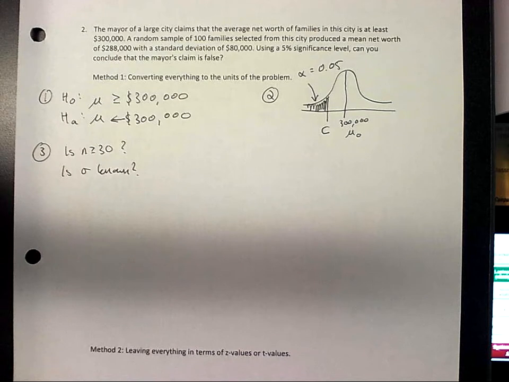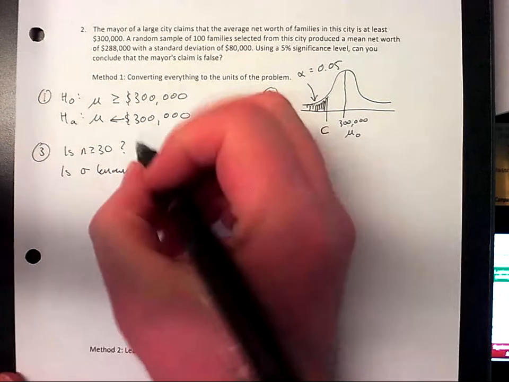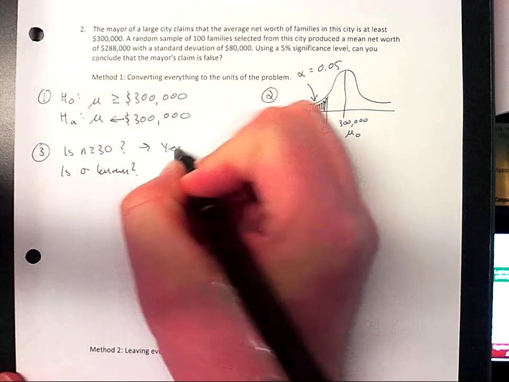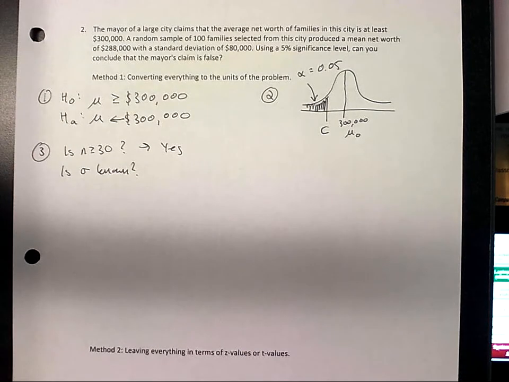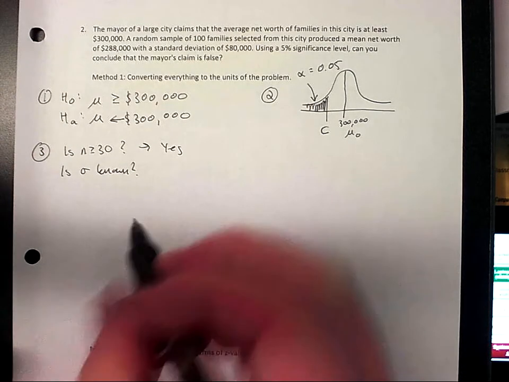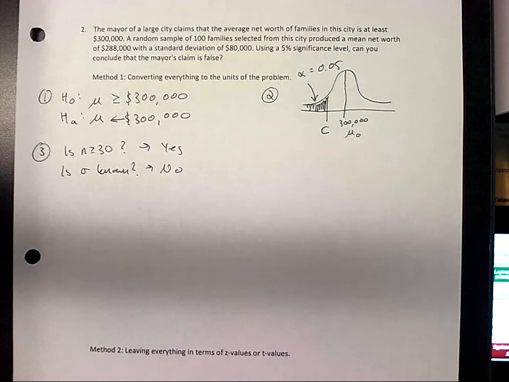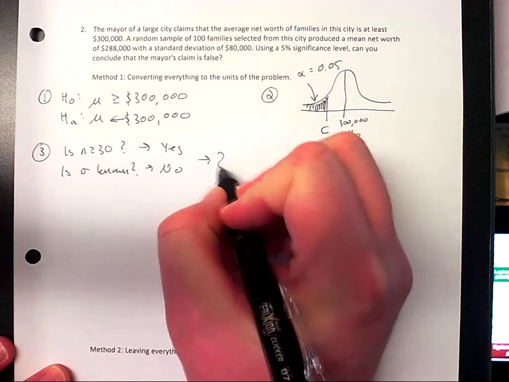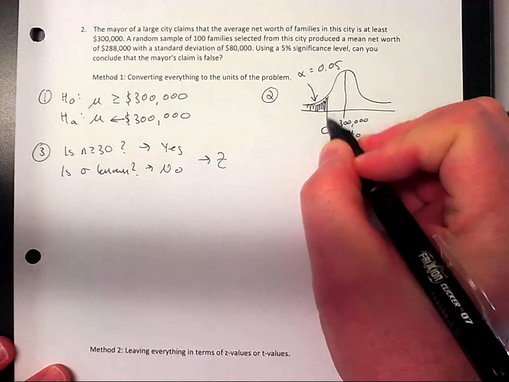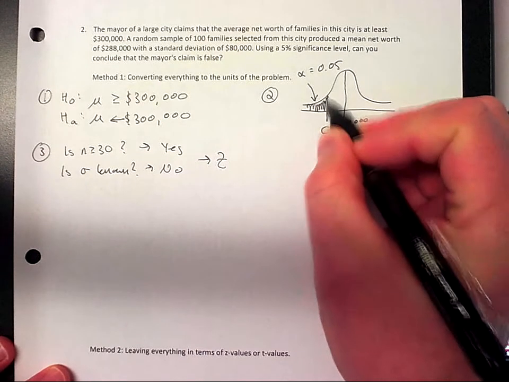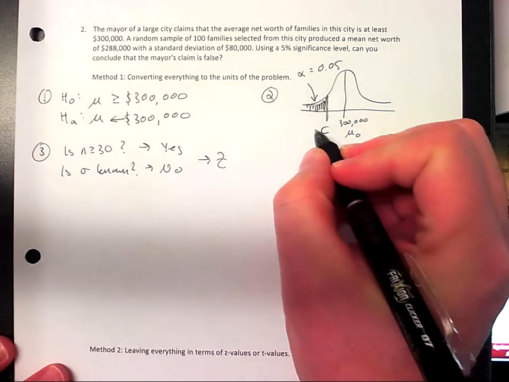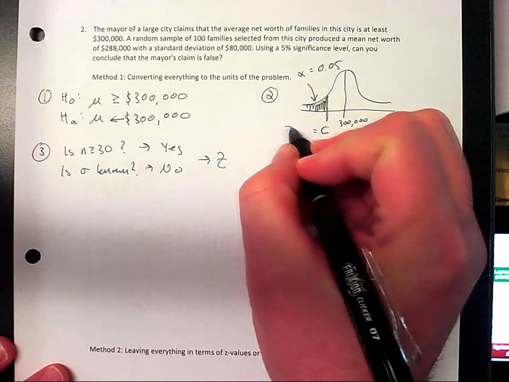So let's answer those two questions. Here, do we have a sample size that's greater than 30? Yes, we do. Do we know the population standard deviation sigma? No. We answered yes to one, no to the other. Are we using Z's or T's? Awesome. So now we can also signify this cutoff right here, this critical value, as a Z.